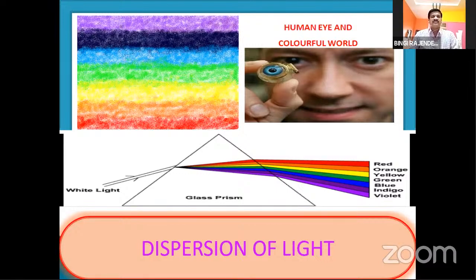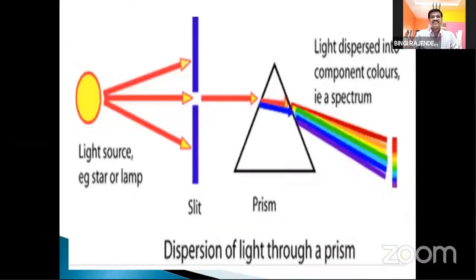White light is falling, or incident, on the surface of the prism, and it is splitting into 7 colors. This phenomenon is known as dispersion of light.